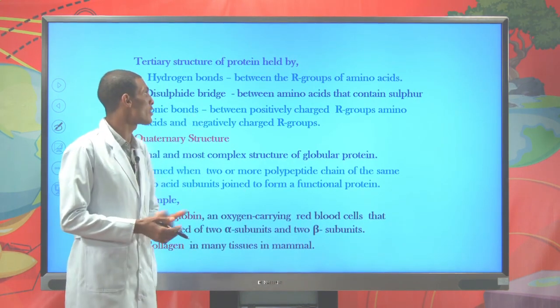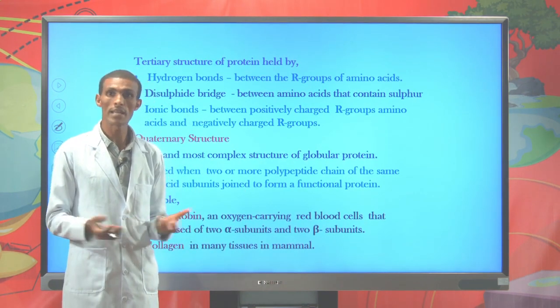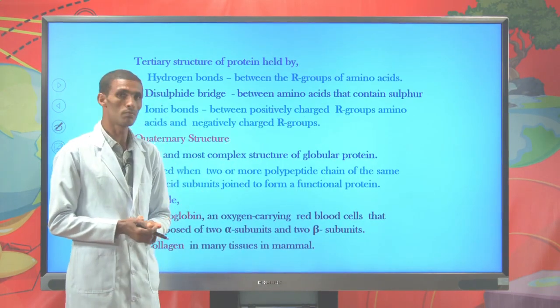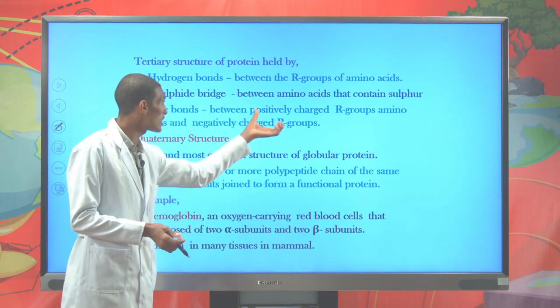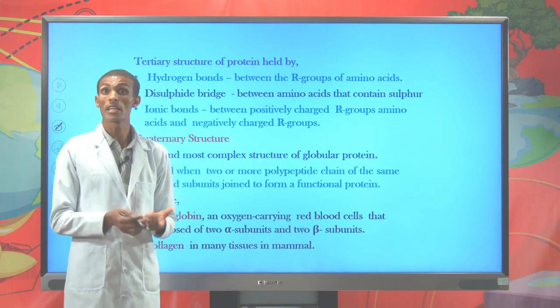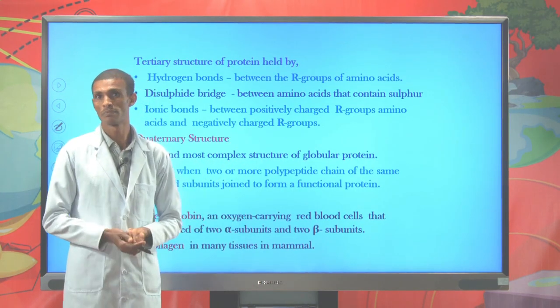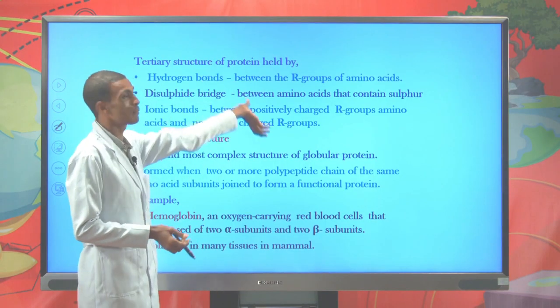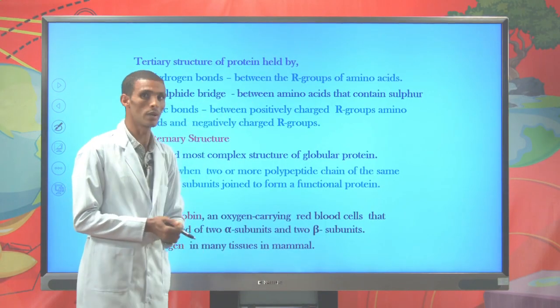Hydrogen bonds may be found here, the one that takes place between positively charged R groups and negatively charged R groups. There is hydrophobic interaction too, an interaction between hydrophobic R side chains. So they have specific bonds that hold them together.